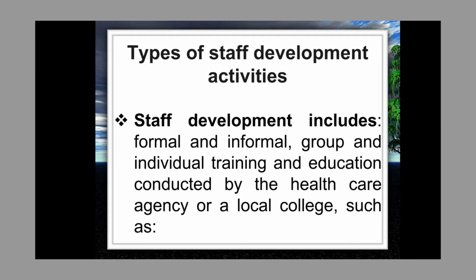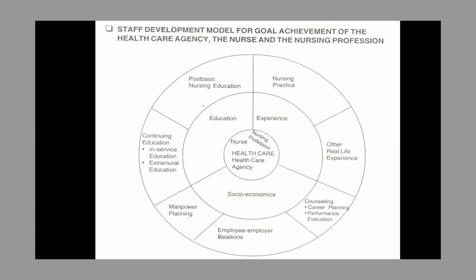Formal and informal group and individual training and education conducted by the healthcare agency or a local college, or maybe different modes are there. According to that, we can classify it. So this is a simple model given in one of our texts, a staff development model for goal achievement of the healthcare agency, the nurses and the nursing profession. Okay, later I will give the two important models. So here they have given the healthcare agency in the center, and the nurse and nursing profession.